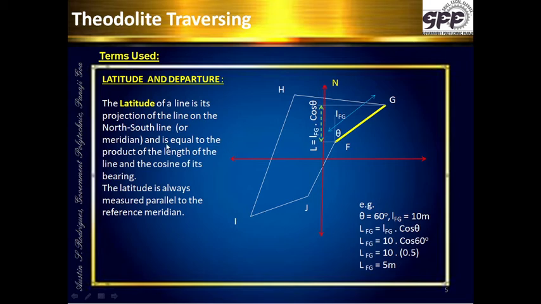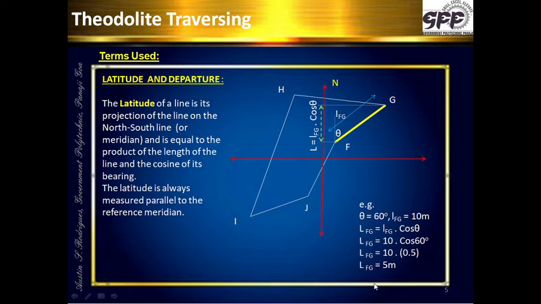Now that is given by the product of the length of the line and the cosine of the bearing. The theta over here is the bearing of the line FG. So the latitude of the line FG is given by the length of the line into cos of theta. The latitude is always measured parallel to the reference meridian, parallel to the fixed line.